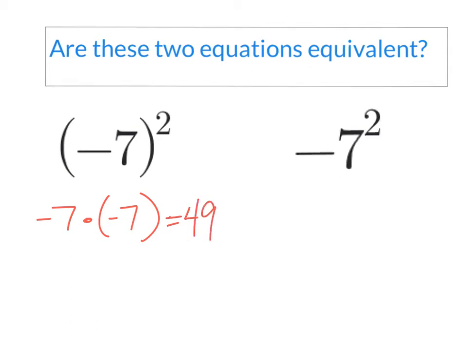In the second example, I'm really reading this as the opposite of 7 squared. Okay, so that integer sign is going to be attached to 7 squared. So when I write this out, it is actually the opposite of 7 squared, or 7 times 7. And so my answer for this one is negative 49. I have to do 7 times 7 and then take the opposite of that.